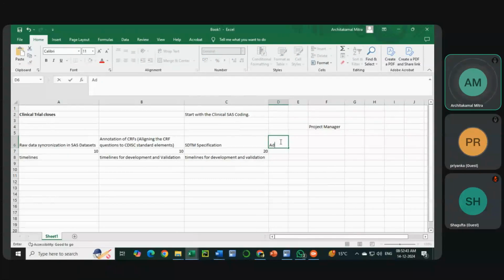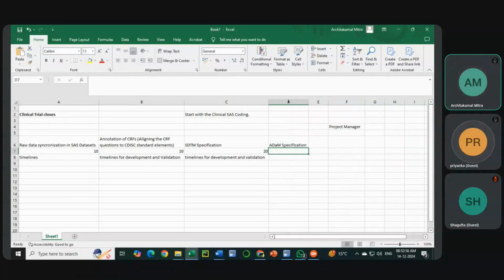Okay, let's do ADaM. This will be done by a separate team. So we can go parallel, very good. Sometimes in a startup, they are done by the same team. So ADaM specification, suppose there are 20 people. This is the same thing. Cool.